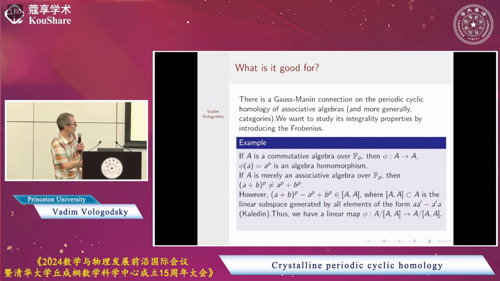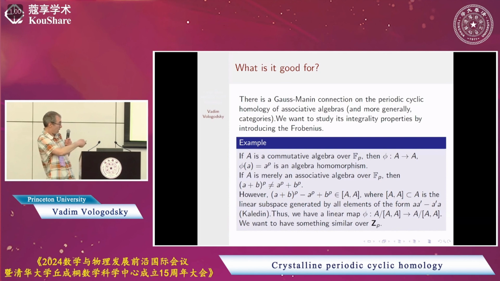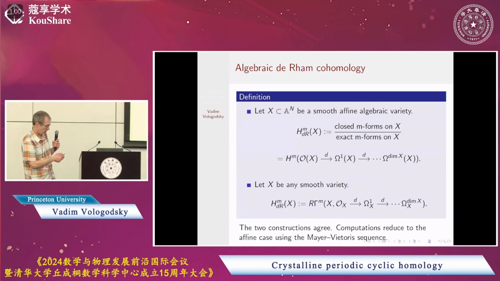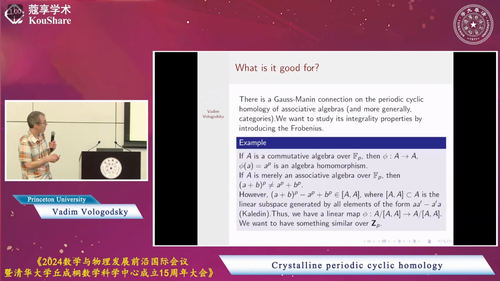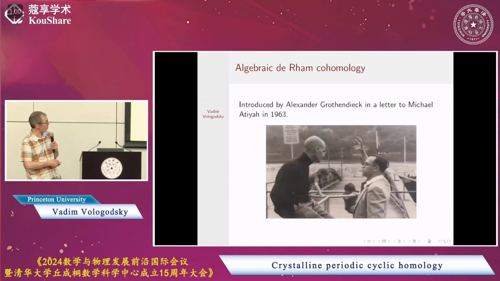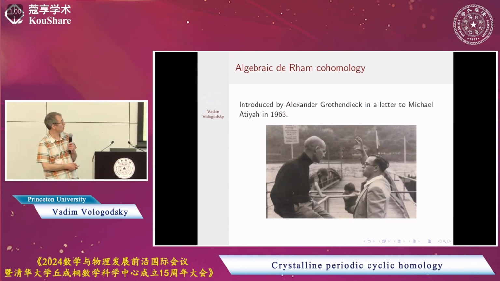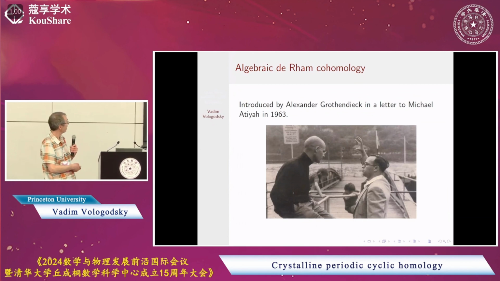So that means that we have a well-defined map from the vector space A modulo the commutator of A with itself to itself that takes any element a to its pth power. And I want to do something similar, but now over p-adic integers. So to start my talk proper, let me recall for you what de Rham homology, algebraic de Rham homology, is. This was introduced by Alexander Grothendieck in his letter to Michael Atiyah in 1963. Here you see the picture of them discussing algebraic de Rham homology.